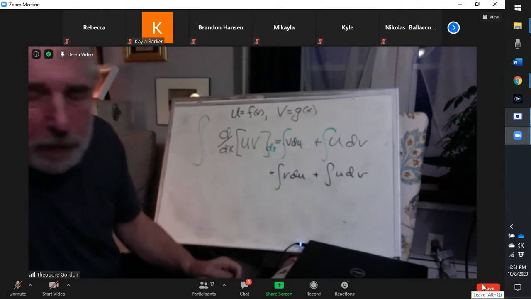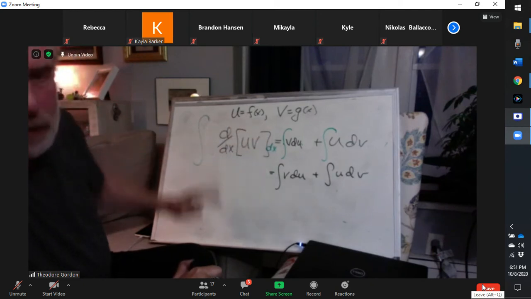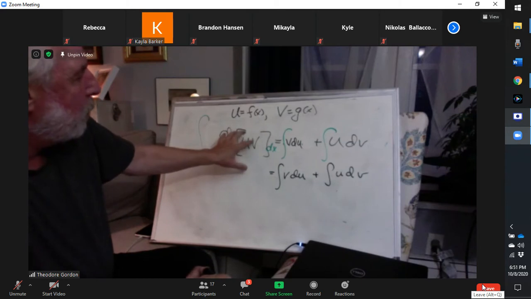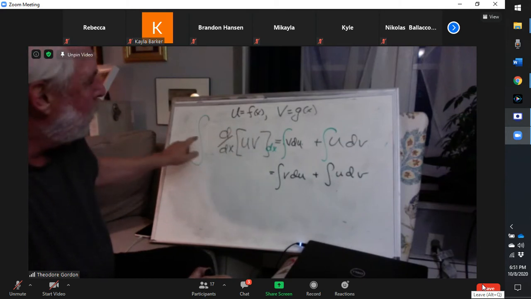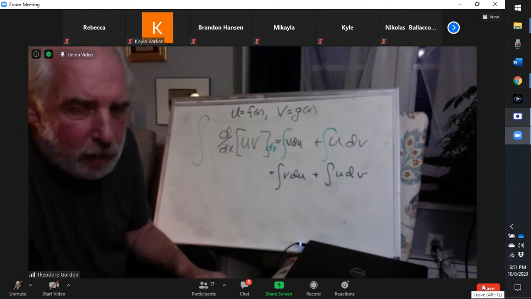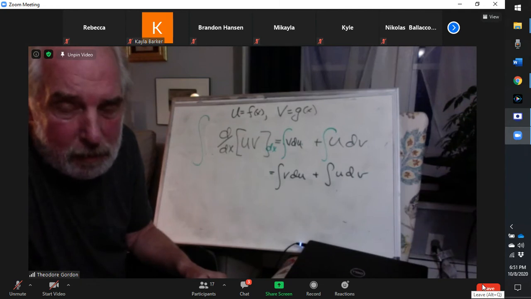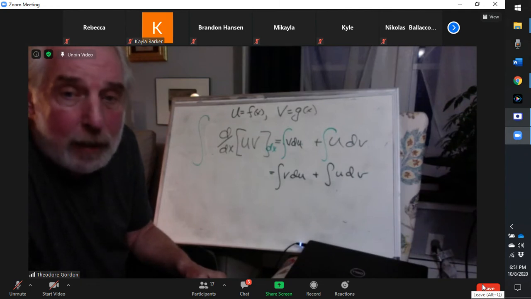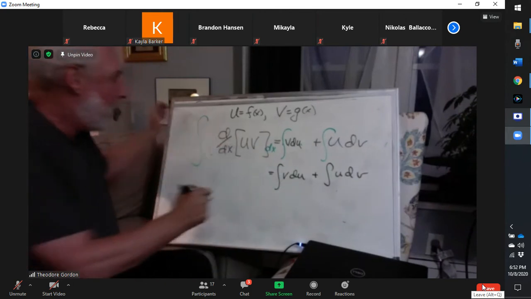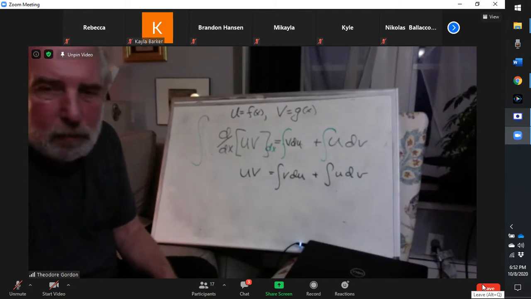But what happens on the left-hand side here? What does all of this turn out to be? This is a derivative. I'm doing the integral of a derivative. What happens when you do the integral of a derivative or the derivative of an integral? They cancel each other out. Exactly, like matter and antimatter, they disappear. So what happens over here is you just get uv, right?